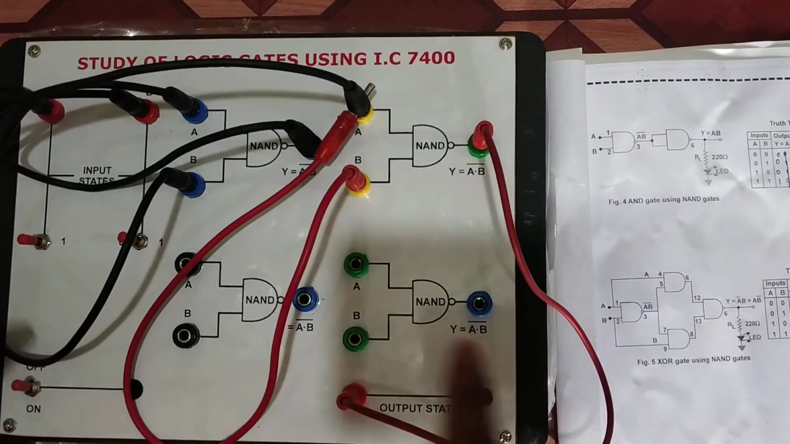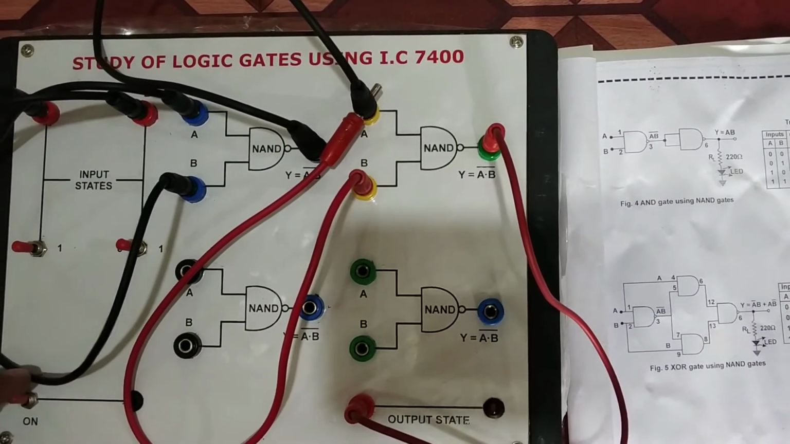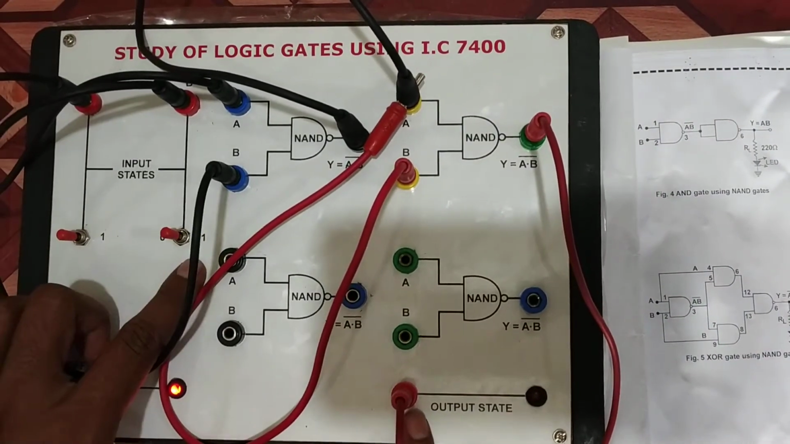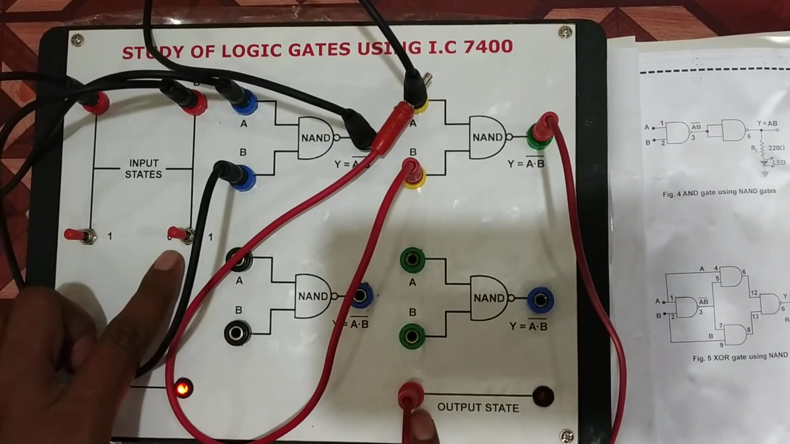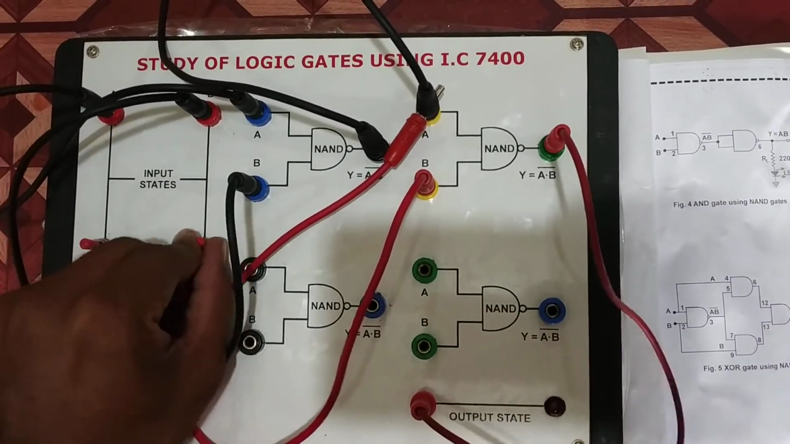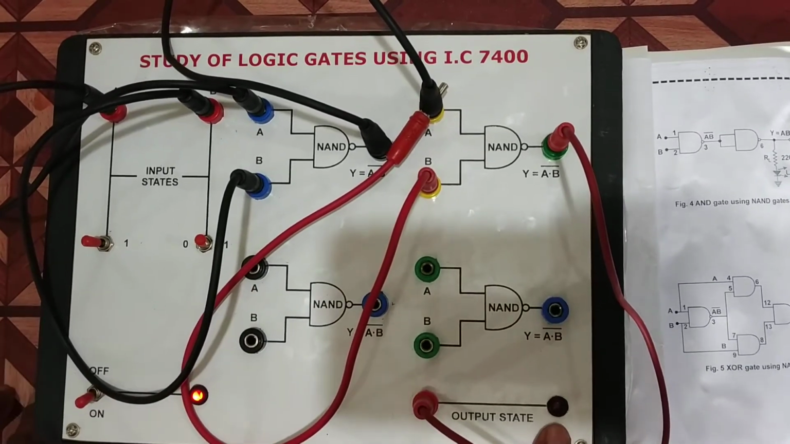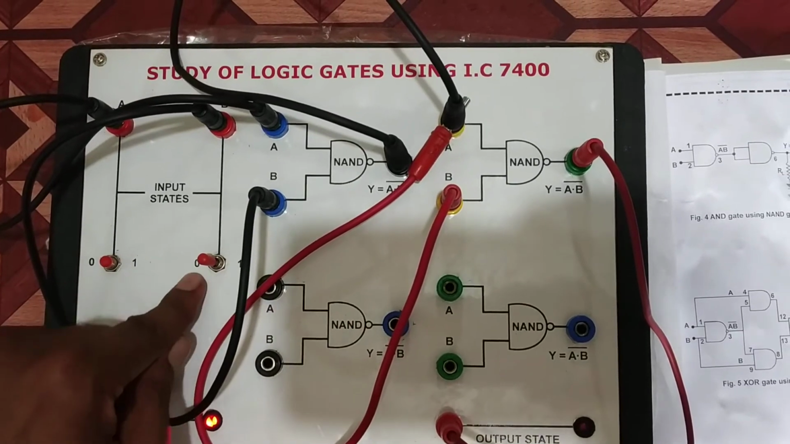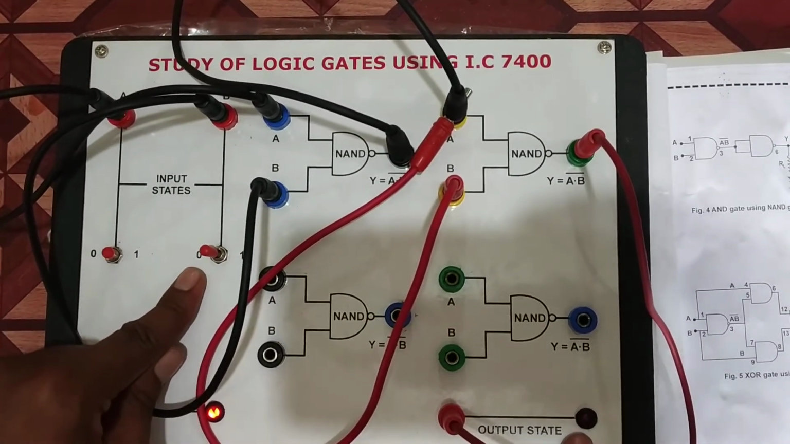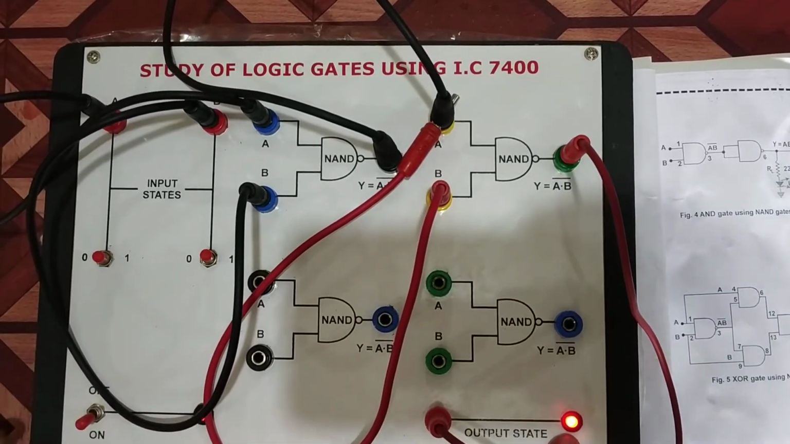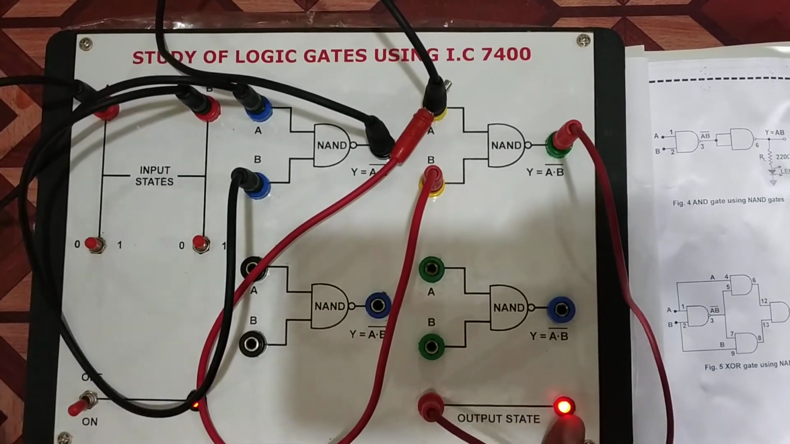Now we have to verify the truth table. Switch this on. If both the inputs are 0, the output is 0. If the inputs are 0 and 1, the output is also 0. If the input is 1 and 0, the output is also 0. If both the inputs are 1, then only the output is 1. This is the truth table for the AND gate.